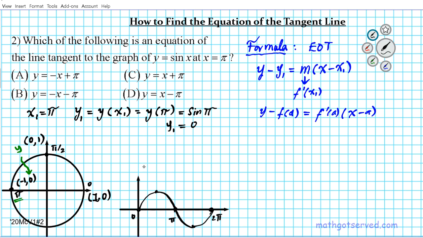What's missing? We need m. So m is the slope of the tangent line. m is our slope of the tangent, which is f prime of x1, or the derivative. Well, let's use y notation here so we're consistent. So m is y prime at x1, the slope of the tangent line, or the derivative at pi.